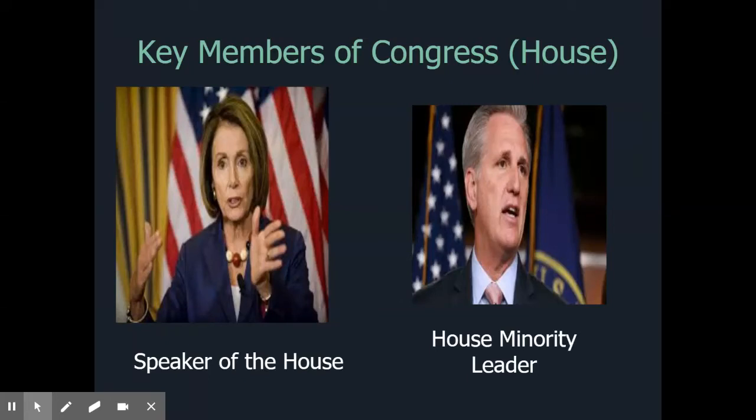The second piece we have to look at in the lawmaking process for Congress, besides the committee system, are the actual leaders of the parties in both houses of Congress. Both houses have a leadership structure, and that leadership structure is important and relates to both the committee system and how a bill becomes a law.